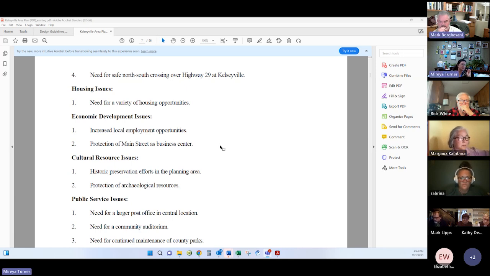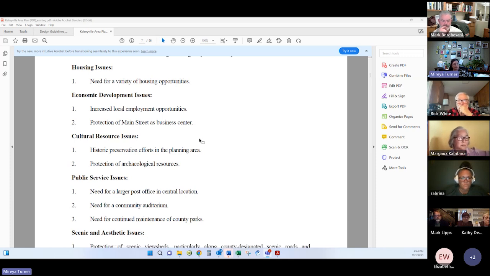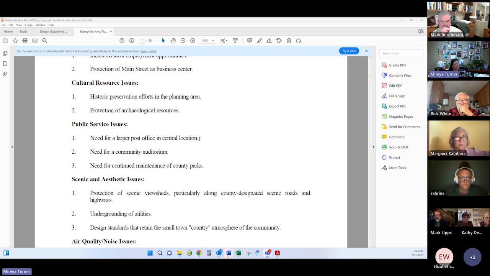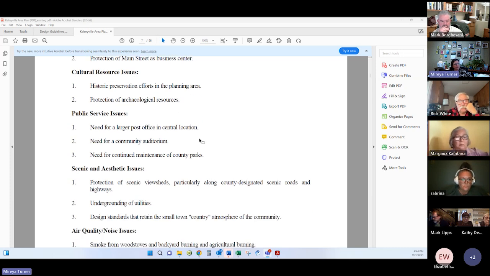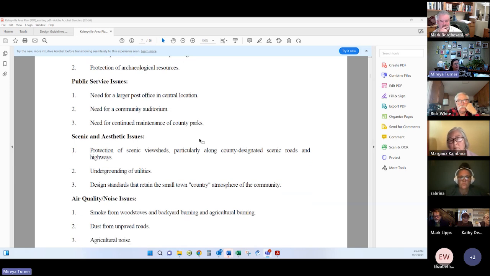Economic development issues, increased local employment opportunities, protection of Main Street as a business center. Good. Anybody really raring to kick that stuff out? Nope. Cultural resource issues, historic preservation efforts in the planning area, and protection of archaeological resources. Public service, need for a larger post office. Well, I think we got one. Yeah, we could probably get rid of that.